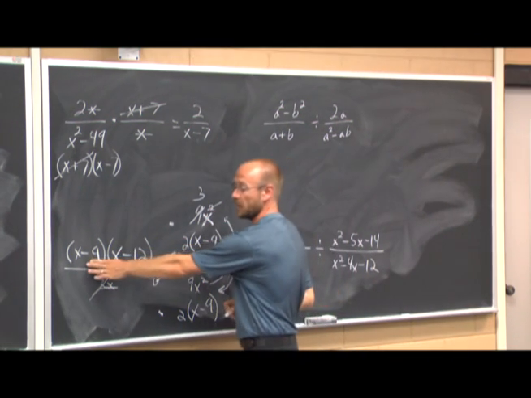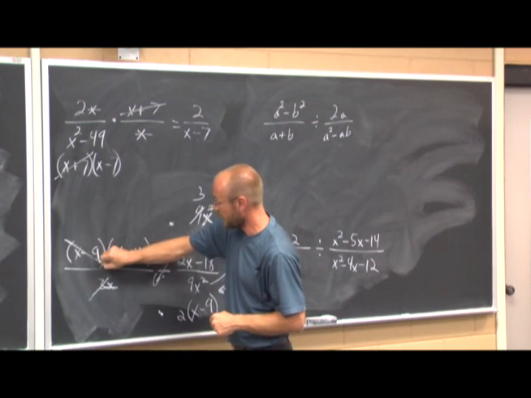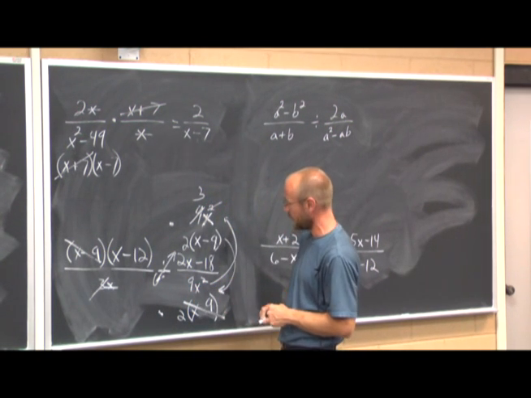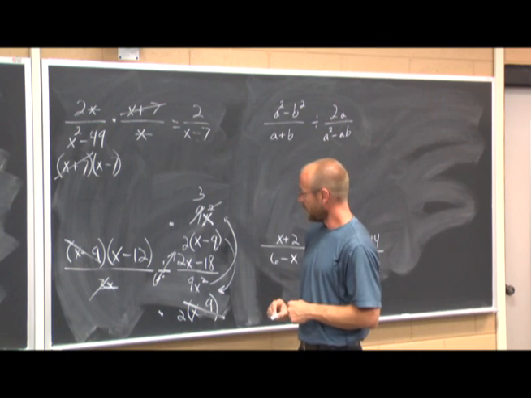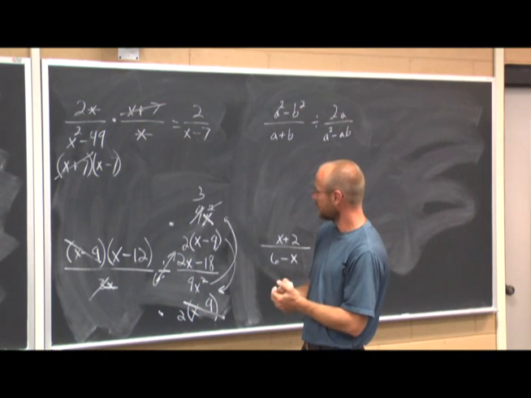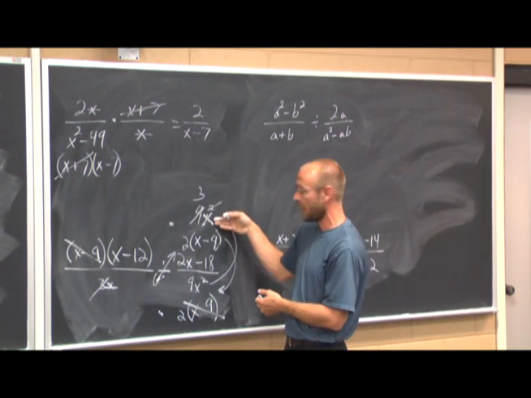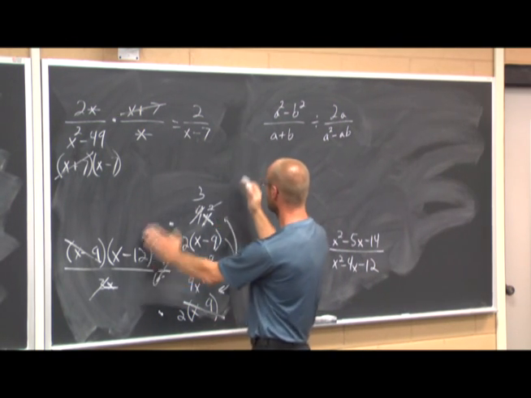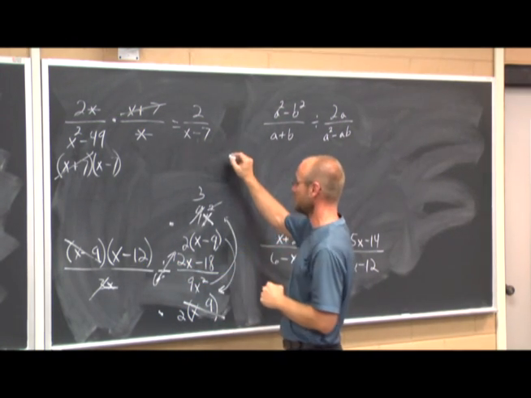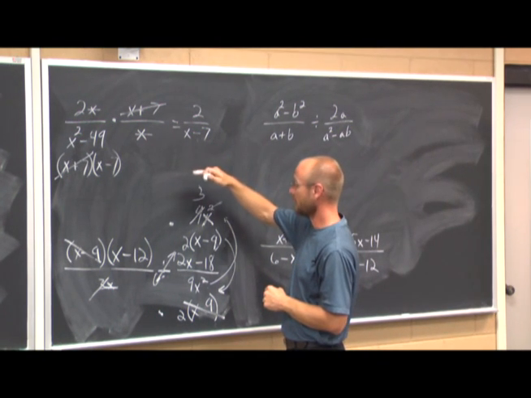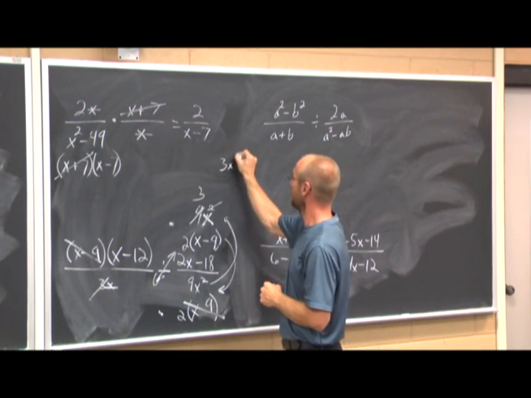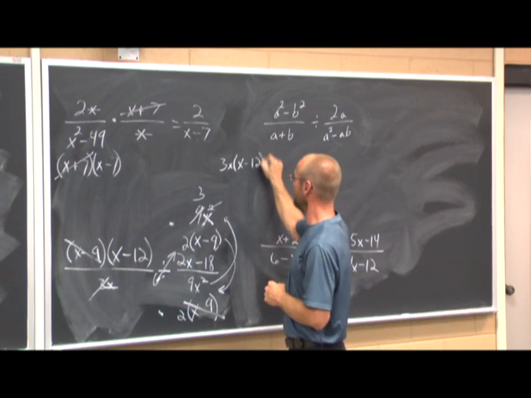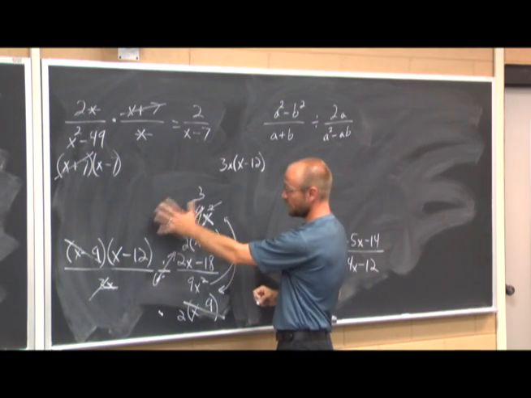I have an x minus 9 here. Let's simplify that with this x minus 9 here. And let's see, what is left here? Well, we have a 3 and an x, and we have this x minus 12. So I'm just going to write it right here in this board space. I have 3x times the quantity x minus 12, and that is my numerator.